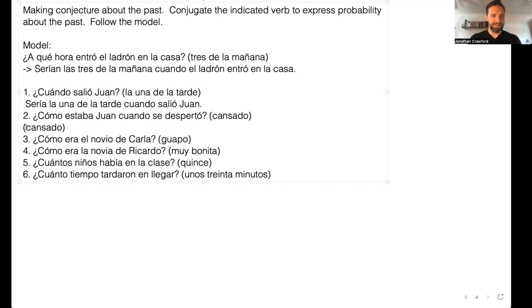So this part has to be in the answer. And so let's go ahead and put that here. Cansado. ¿Cómo estaba Juan cuando se despertó? We can put Juan estaba. No, we can't say estaba. Let's put estar. Juan estar cansado cuando se despertó. But it's conditional. We want to say he was probably tired when he woke up. Juan estaría cansado cuando se despertó. He would be tired when he woke up. Or in other words, he was probably tired when he woke up.